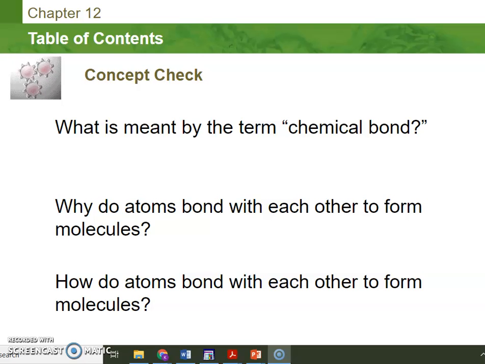Why do atoms bond to form other molecules? Well, they will form molecules if the energy of the aggregate, the energy of the molecule, is lower than that of the separated atoms. So if it has a lower amount of energy contained within the molecule, it's going to be that way. If it has less energy as individual atoms, it's going to stay as individual atoms. And how do atoms bond with each other to make molecules? Well, they can either share their electrons in a covalent bond, or they can transfer them in an ionic bond.